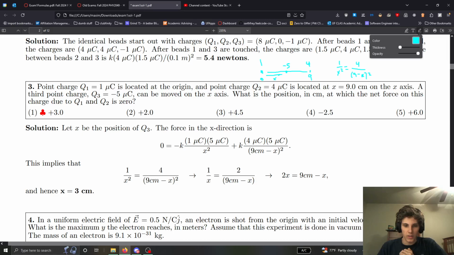Uniform electric field shot from the origin. This is a kinematic one. What's the maximum y the electron reaches in meters?